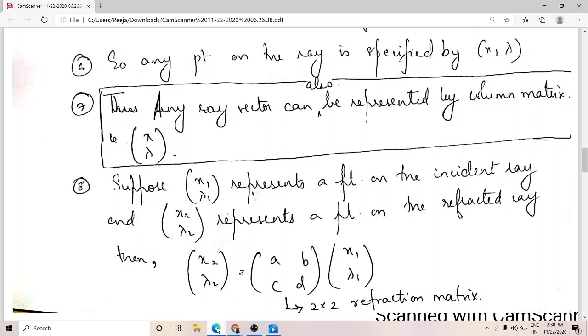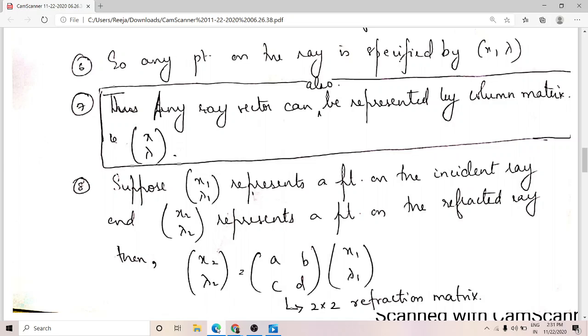And optical direction cosine lambda is equal to mu sine alpha, where mu is the refractive index of the medium through which the ray passes, and alpha is the angle that it makes with the axis of symmetry. So any ray vector is specified by the two coordinates x and lambda, and it can be represented by a column matrix x lambda. Okay, it is a 2 by 1 column matrix.